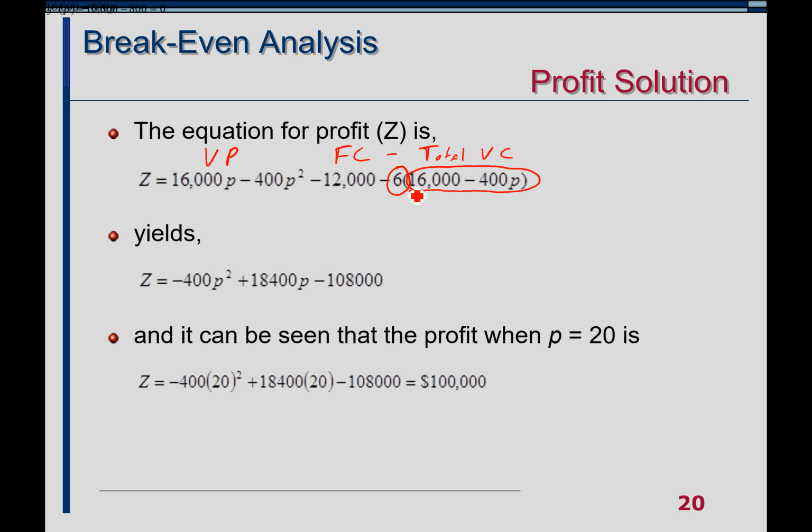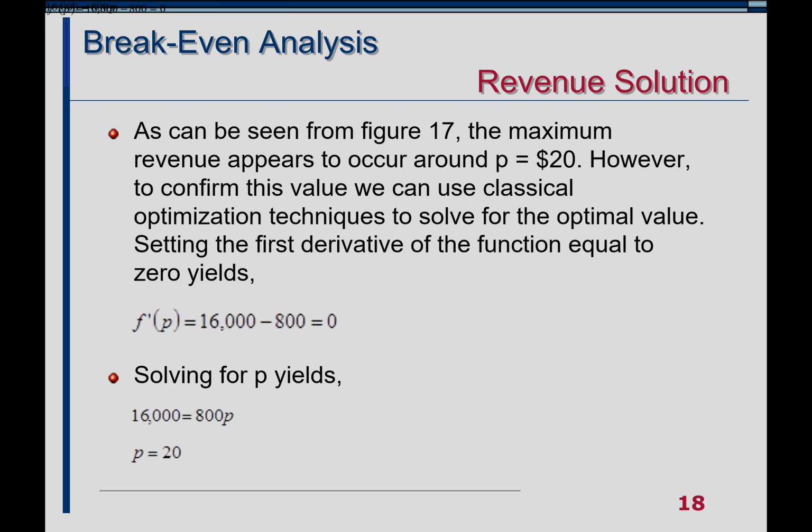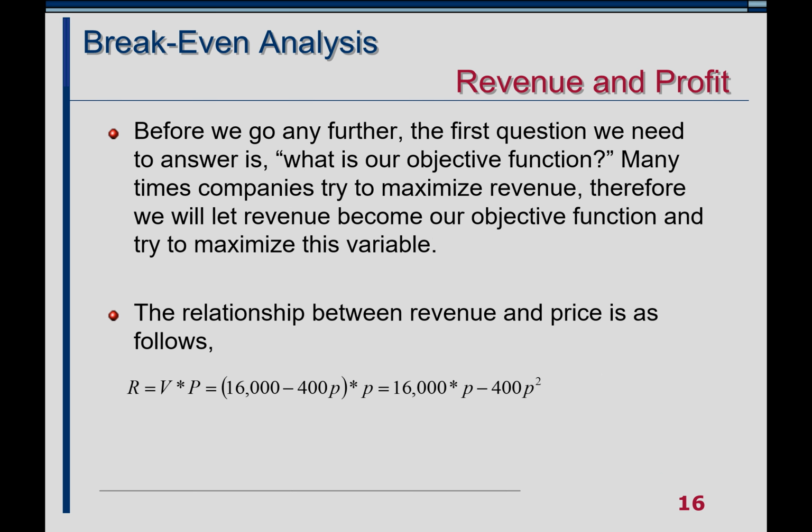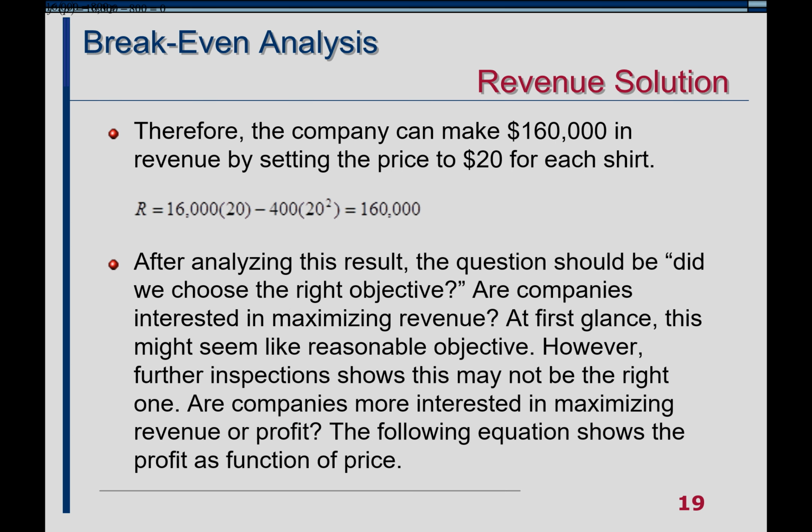So 6 is if you make 1, but your total variable cost is going to be the 6 times your total volume right here. Okay, and when you simplify this, it's going to yield this equation right here. So it's pretty close to what we had before. I mean, it's reasonably close, it seems. Okay, but it's a little different.